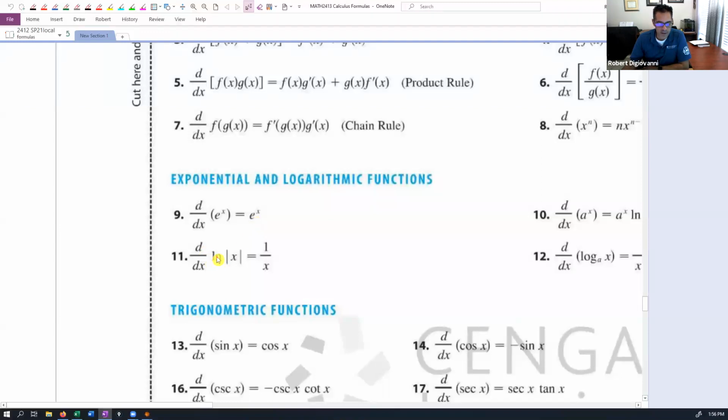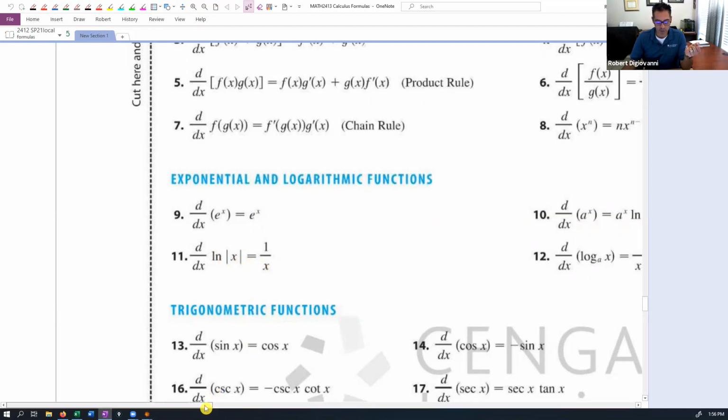The derivative of the natural log, now they put an absolute value of x here, but that's only because you can't plug negatives into natural log. So they're just playing it very safe here. So the derivative of natural log of x is 1 over x. Okay, I just gave you those two.